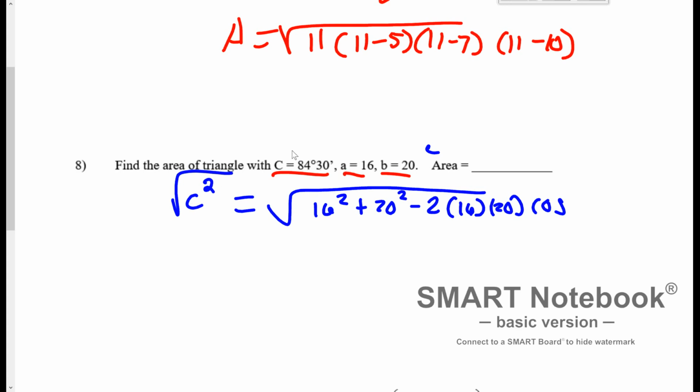So that'd be 84.30. Okay, so I calculate what that is, and I get 24.39, so that's little c.